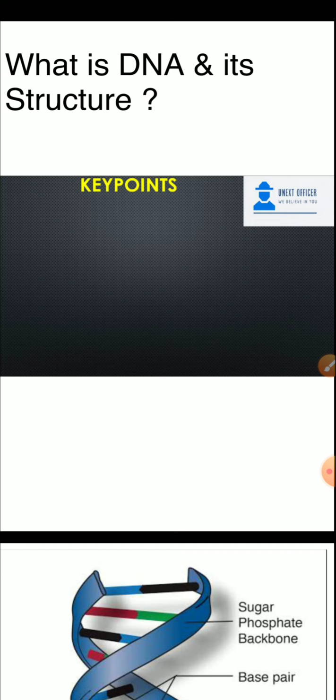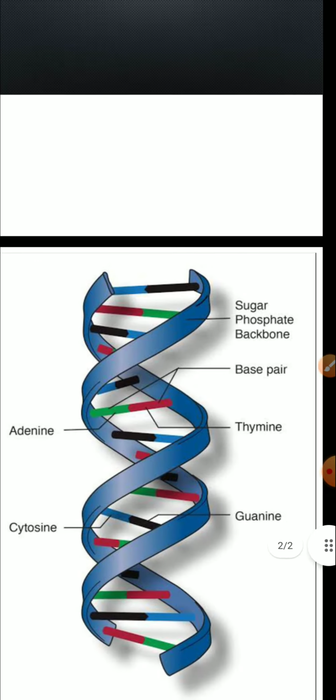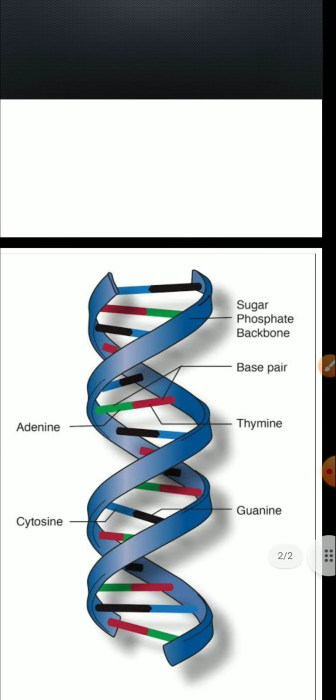So in today's episode, we will be discussing DNA and its structure. As you see in this diagram is the famous Watson and Crick model of DNA. This Watson and Crick model of DNA was discovered in 1953, and for this discovery the two scientists, Watson and Crick, were awarded the Nobel Prize.